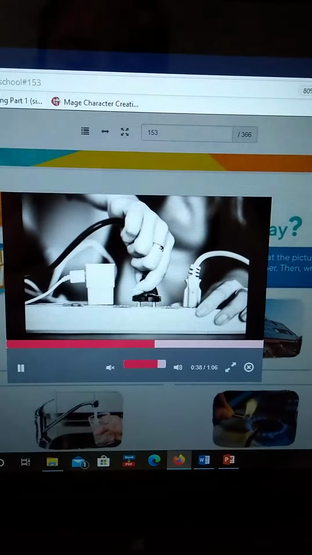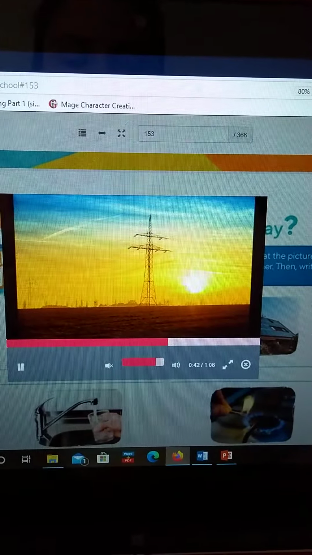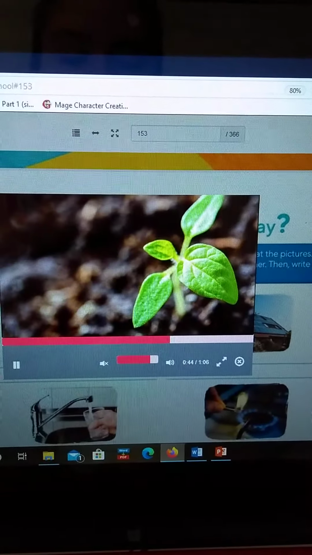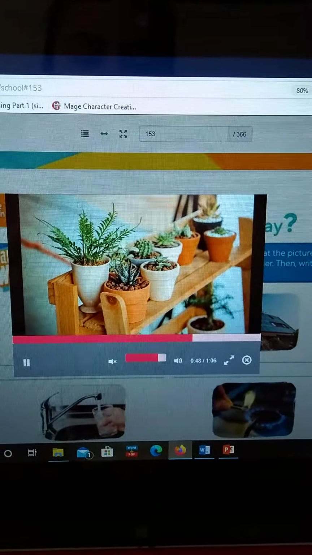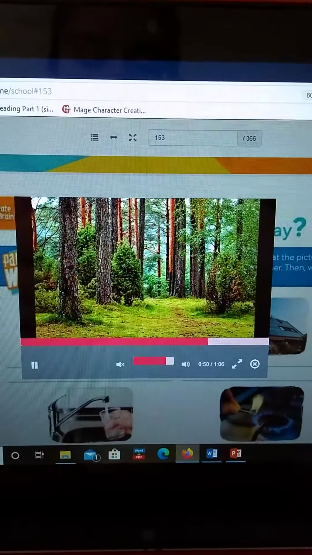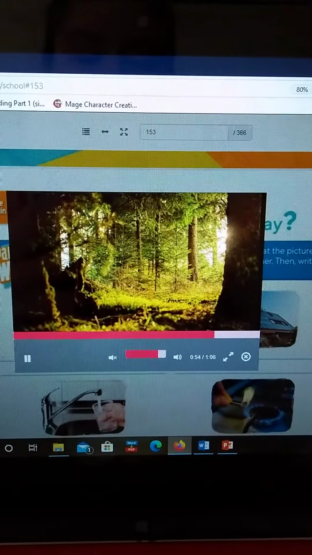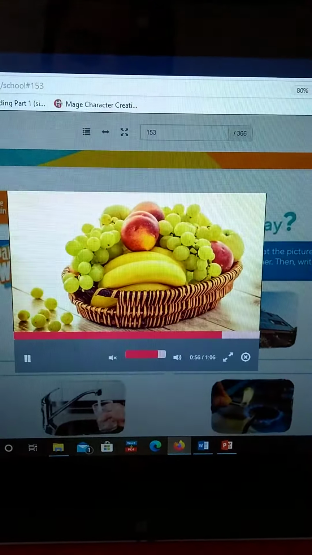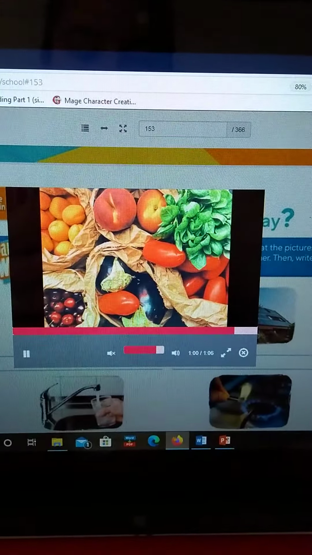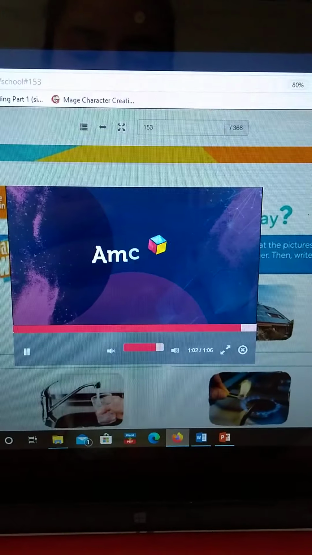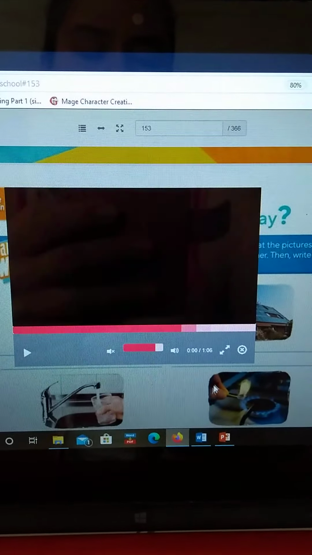Metals, electricity. Those are wires for electricity. Plants, more plants. Forest, very important for us. Fruit, vegetables. Happy to learn. Okay, so what's the point of all this?